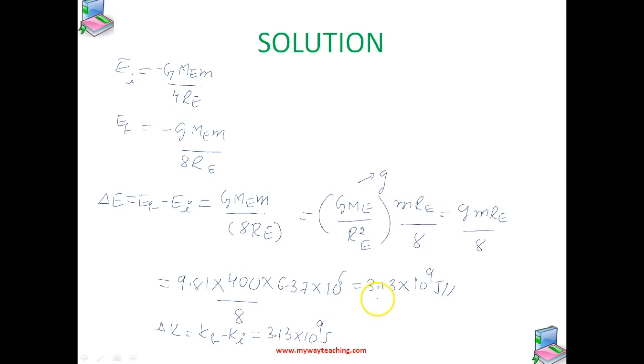So the change in potential energy is twice the change in total energy. So that change we can write it as delta V, that is Vf minus Vi, that is equal to minus 6.25 into 10 raised to 9 joules. Okay, this is the value for the change in potential energy, the change in total energy, change in kinetic energy, and change in potential energy.